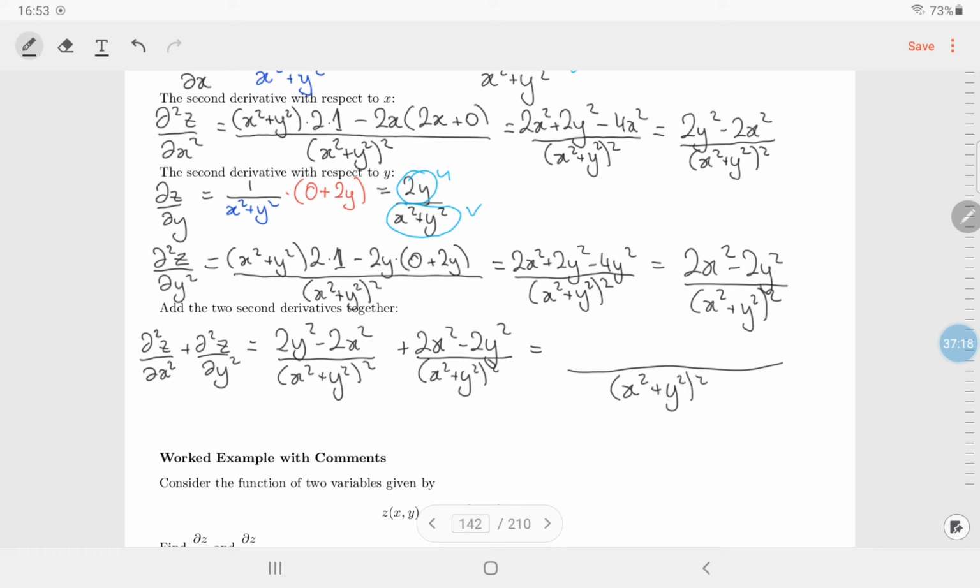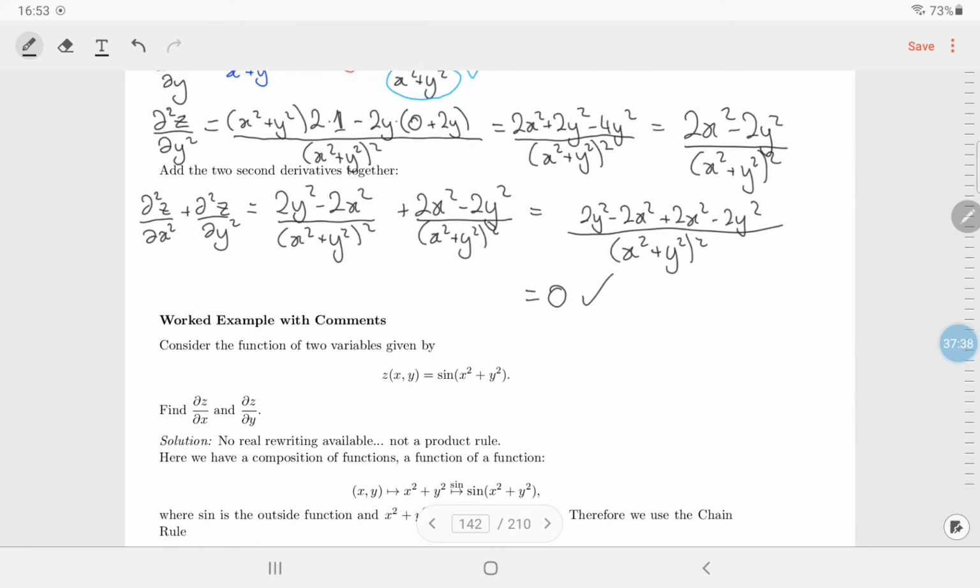And then what have we got? 2y squared minus 2x squared plus 2x squared minus 2y squared. And if you look on top, you have 2y squared minus 2y squared is 0. You have 2x squared minus 2x squared is 0. So you have 0 divided by something, but 0 divided by anything is 0. And that's what we're supposed to show. Okay, that's a long enough lecture there.